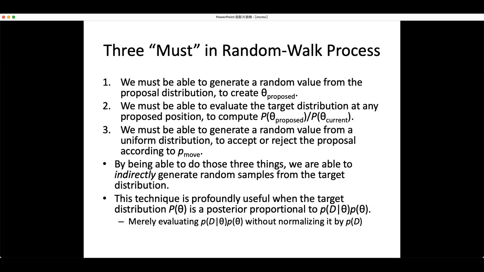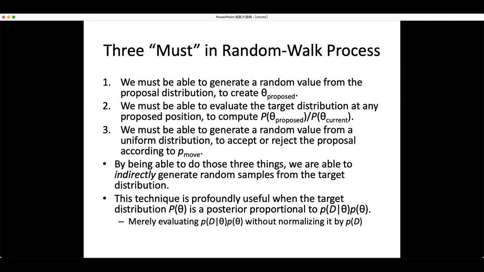The second must is we must be able to generate a random value from a uniform distribution to accept or reject the proposal according to P move. Again, this is pretty straightforward. Not much that we can talk about. The third one is we must be able to generate a random value.